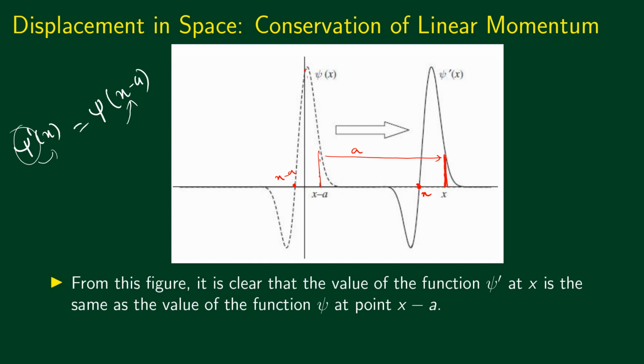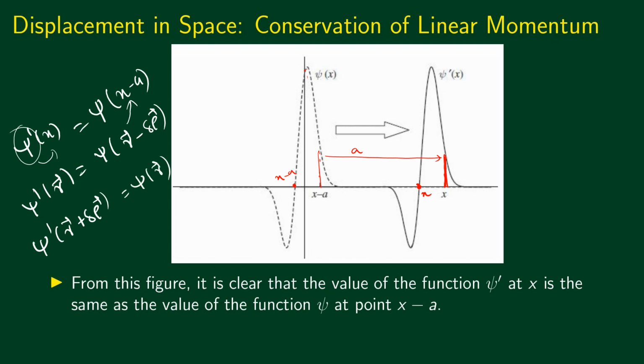So this is what it means. In 3 dimensions, this would simply become psi prime of r vector is equal to psi of r vector minus delta rho vector. You could also write it like this: psi prime of r vector plus delta rho vector is equal to psi of r vector. Means the same thing, right?